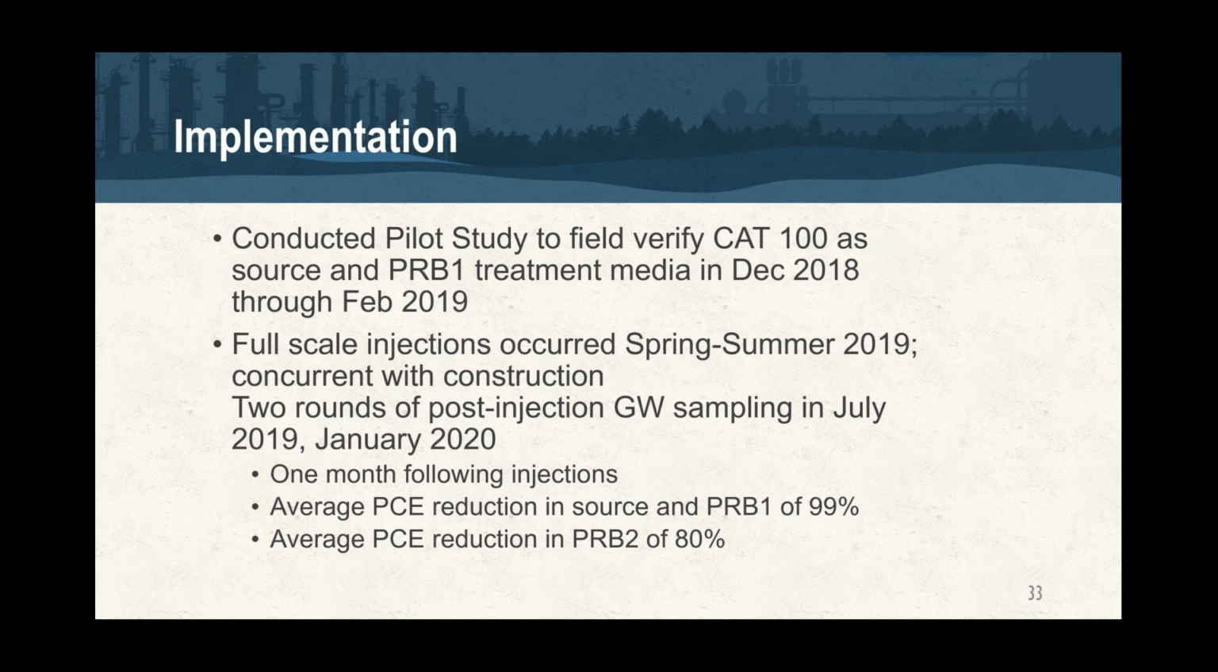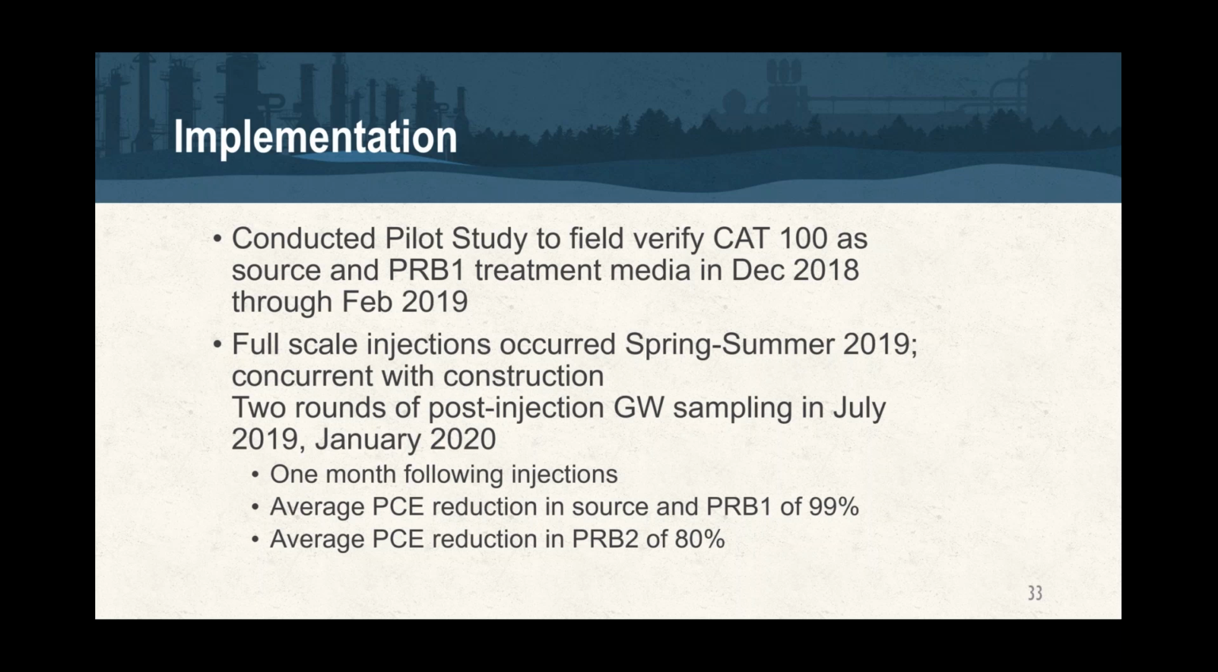PRB1, which was in the mid-plume area, has had a 99% reduction in PCE concentrations, and then PRB2 at the property line has had an 80% reduction, meeting the overall goal, but it will continue to trend down as the mass is being managed in the overall source area.